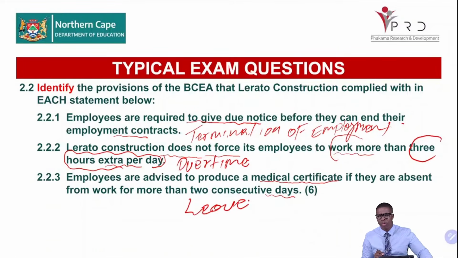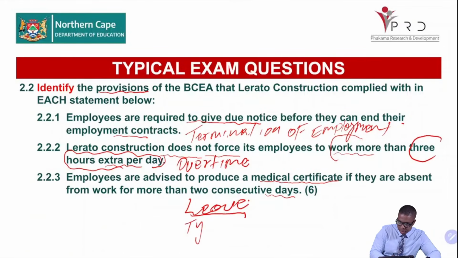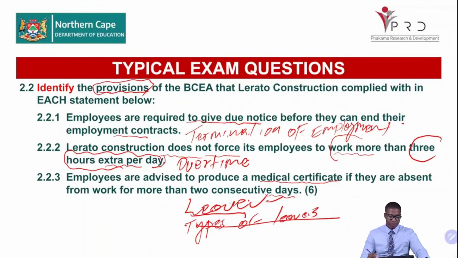And you might be confused to say, but sir, why are you saying leave? Because the question is asking for a provision. And under this provision we call leave, we have types. We have types of leaves. But the examiner has asked for the provision. So you have what? Sick, family. In this regard, we say the answer is leave. We don't focus on the types of leaves because the provision that is being stated here is leave.